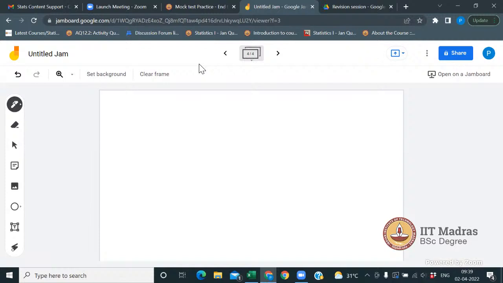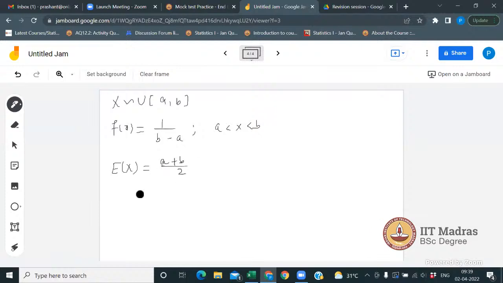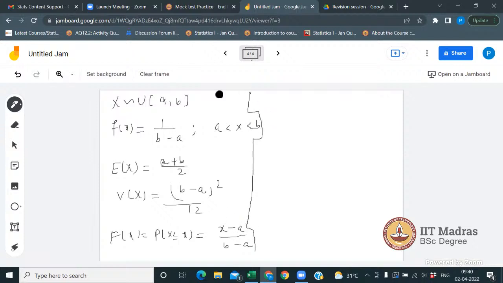Suppose your x follows uniform A comma B. Then what is the PDF? 1 upon b minus a, where x lies between a and b. And what will be the expectation? a plus b by 2. And what will be the variance? b minus a whole square by 12. And what will be the CDF? x minus a upon b minus a. All of you know these things? Okay, this is about uniform.